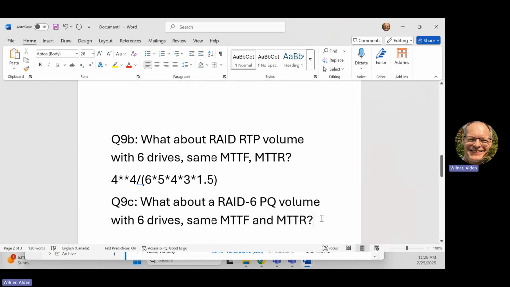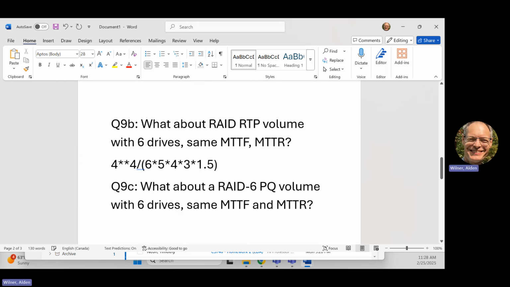What about a RAID 6 PQ volume with 6 drives, same MTTF and same MTTR? This is going to be 4 to the power of 3, because RAID 6 handles P and Q parity, so it's 2 parity drives. So when that 3rd drive fails, we're dead. And we're going to have 6 times 5 times 4 times 1.5, right? And you can do the math yourself.